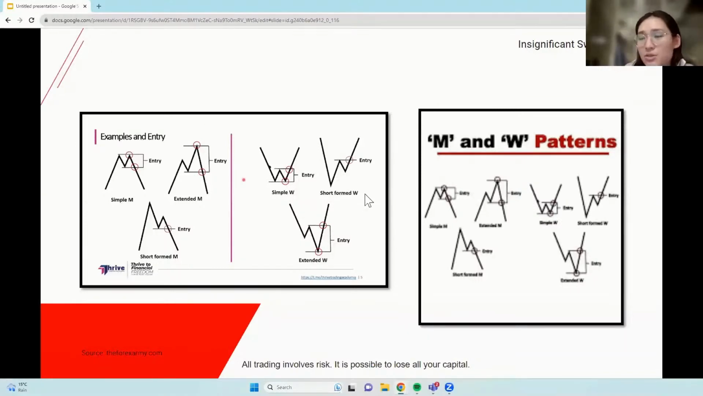If we're looking at W, it's pretty similar here. The simple W will once again take into account all of the corners, and any of these 2 points can be considered an entry. Short-formed W, similar to the short-formed M, only the tip of the W can be considered an entry. Extended W, the highest tip and the middle tip can be considered entries.